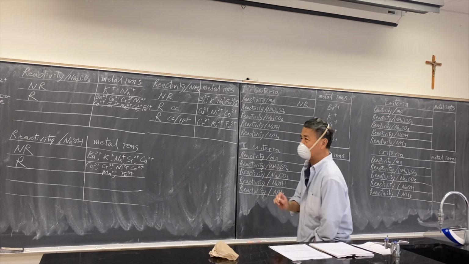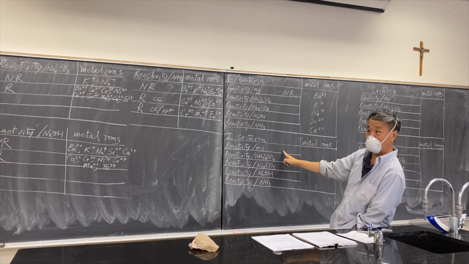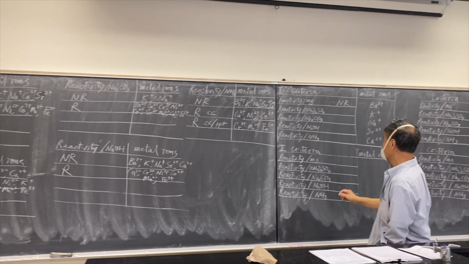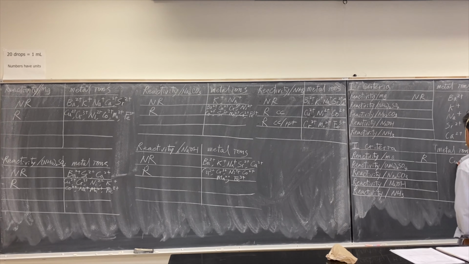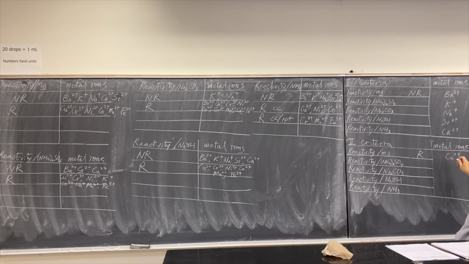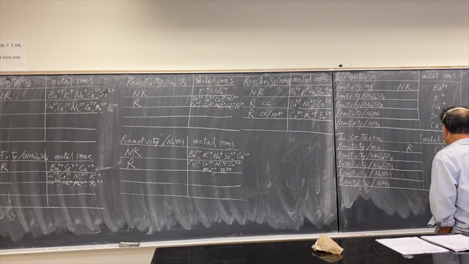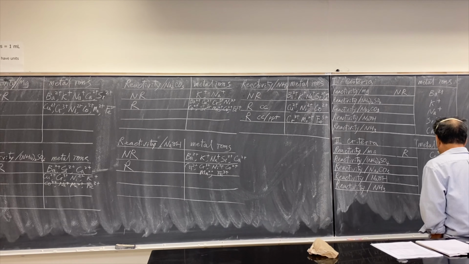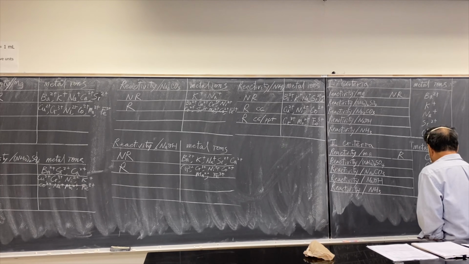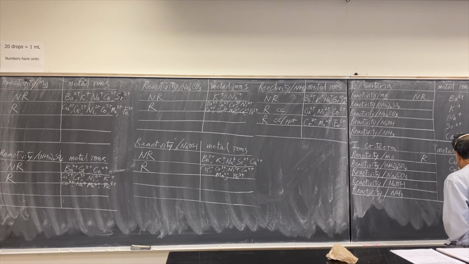Remember, it cannot be simultaneous. So before was no reaction, so now it must be the second one, reaction. All right, what are they? They're copper 2, chromium 3, nickel 2, cobalt 2, manganese 2, and iron 3.